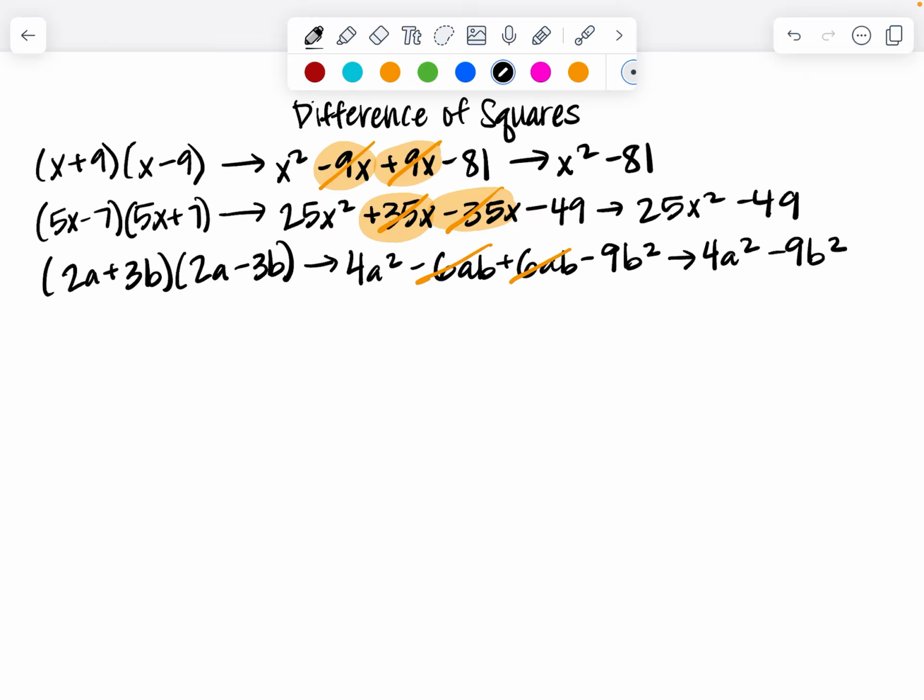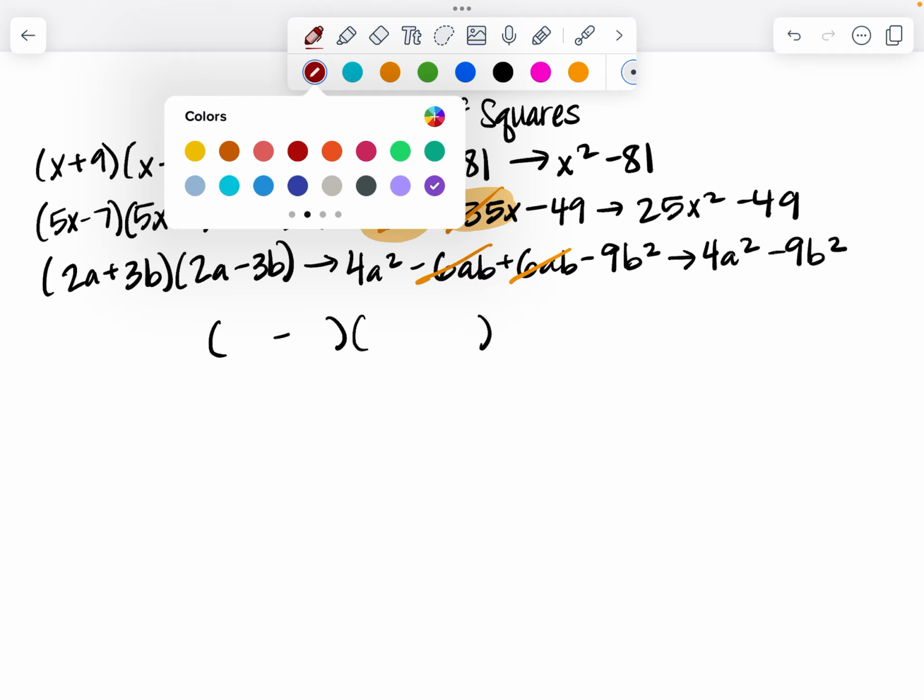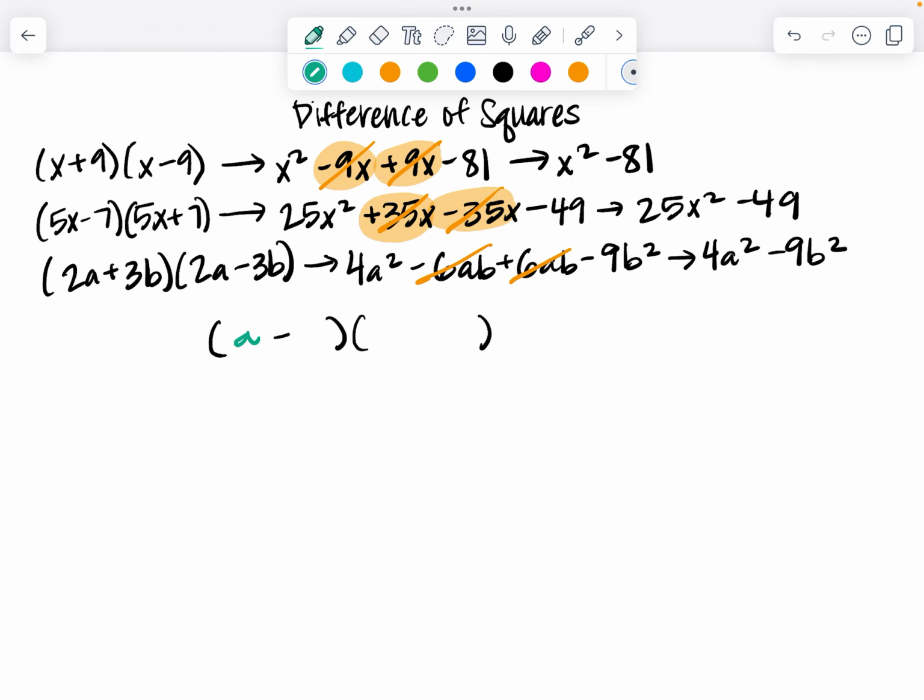So if we have a and b, and we have one binomial that's being subtracted, one binomial that's being added with the same terms, the answer you will get will be a squared minus b squared. And remember, factoring is just the reverse of that.